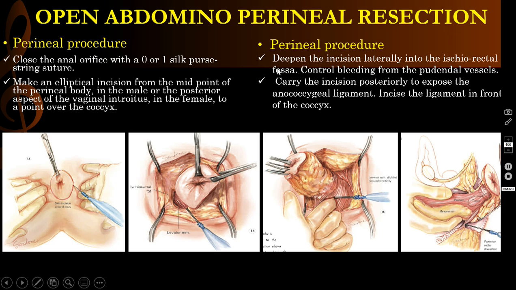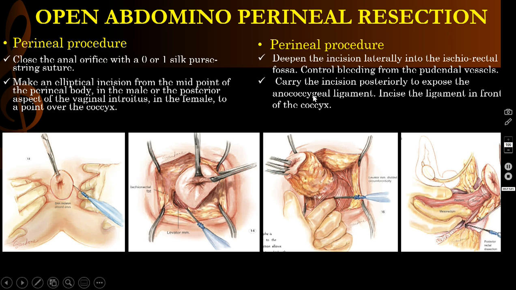So after that, you have to deepen the incision laterally into the ischiorectal fossa all around. Here laterally, and you have to deepen the incision all around. Control the bleeding from pudendal vessels at this stage. You have to carry the incision posteriorly to expose. Here you have to carry the incision here and this area, and here you are seeing it clearly.